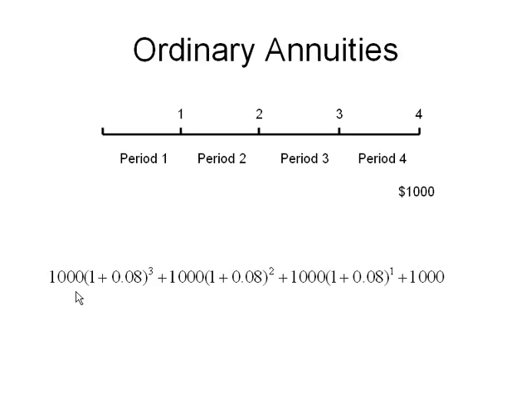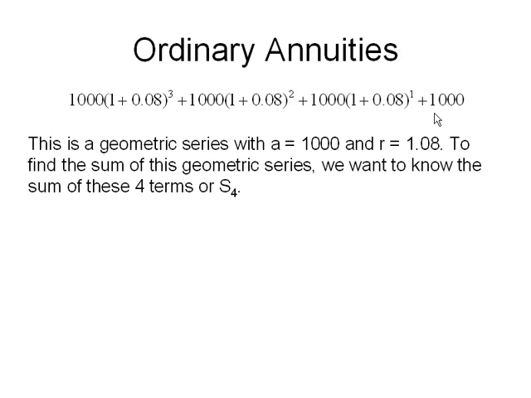So what I get here is a sum of 4 different terms, and if you look at those terms carefully, you'll see that they form a geometric sequence. If I divide 1,000 times 1.08 by 1,000, I get 1.08. If I take 1,000 times 1.08 squared and divide that by 1,000 times 1.08, I get 1.08 again. Each term has been multiplied by 1.08, so that's our common ratio. Writing this out as a sum, we have 1,000 times 1.08 cubed, plus 1,000 times 1.08 squared, plus 1,000 times 1.08 to the first power, plus 1,000. We can see that a is 1,000 and that r is 1.08.